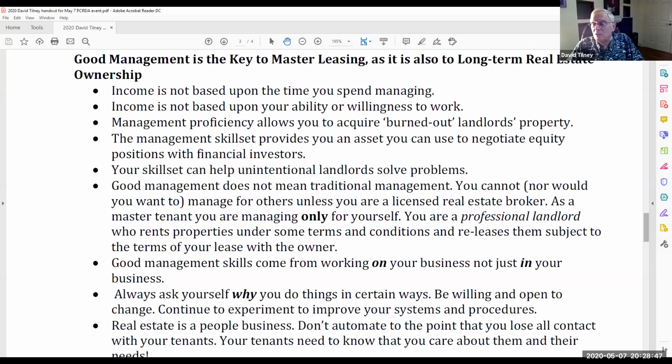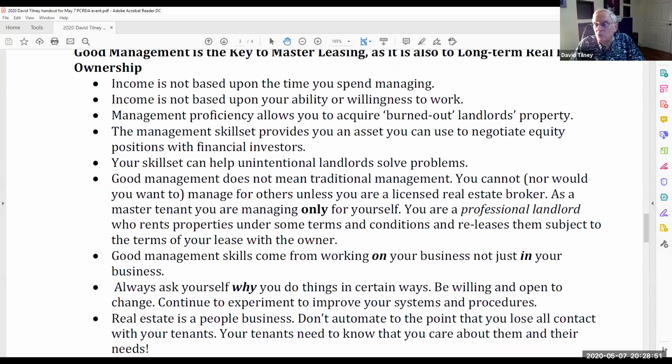Good management does not mean traditional management. You cannot, nor would you want to manage for others unless you're a licensed real estate broker. As a master tenant, you're only managing for yourself. You're a professional landlord who rents properties under some terms and conditions and releases them subject to the terms of your lease with the owner. I mean, that's basic, but it's very important.